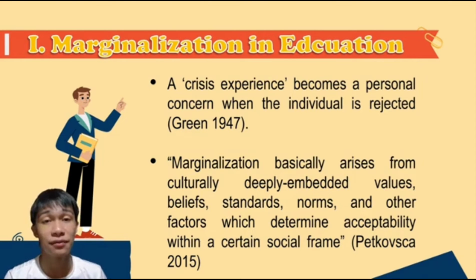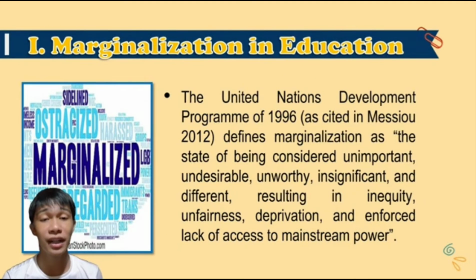According to Petkovska 2015, marginalization basically arises from culturally deeply embedded values, beliefs, standards, norms, and other factors which determine acceptability within a certain social frame. Since marginalization is a product of deeply embedded norms, it means that it happens even before children get into school. The United Nations Development Program of 1996, as cited in Miss U 2012, defines marginalization as the state of being considered unimportant, undesirable, unworthy, insignificant, and different, resulting in inequity, unfairness, deprivation, and enforced lack of access to mainstream power.